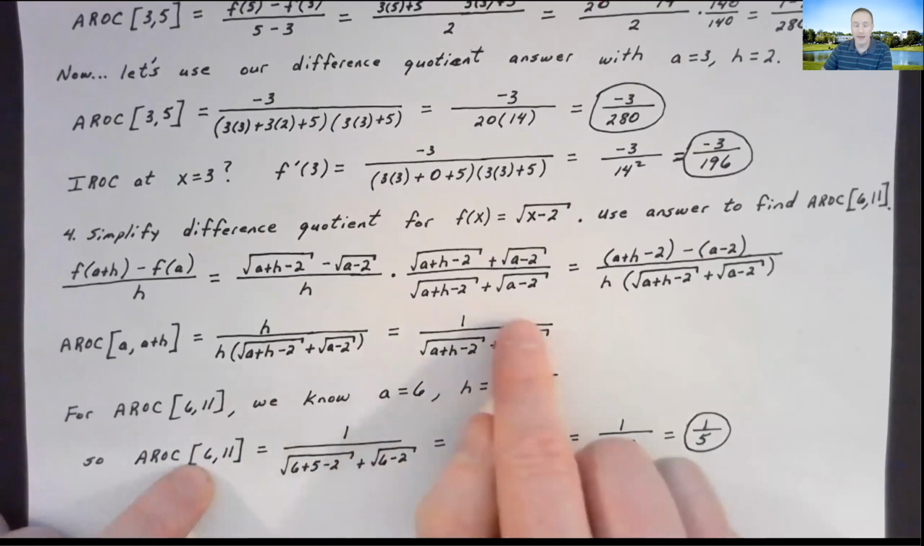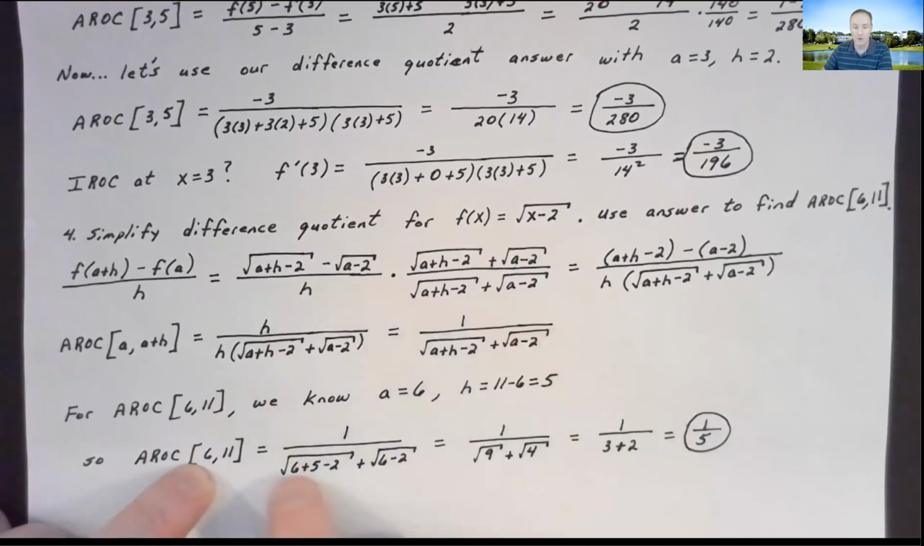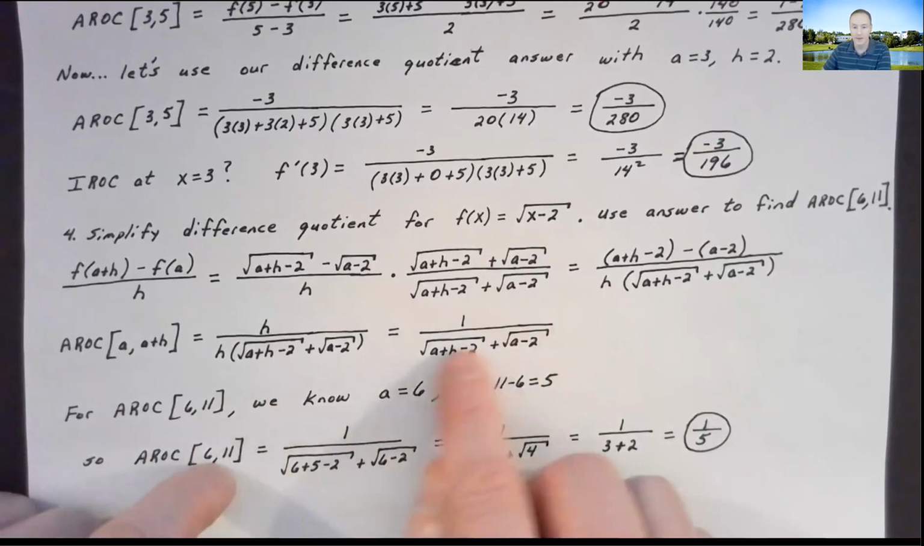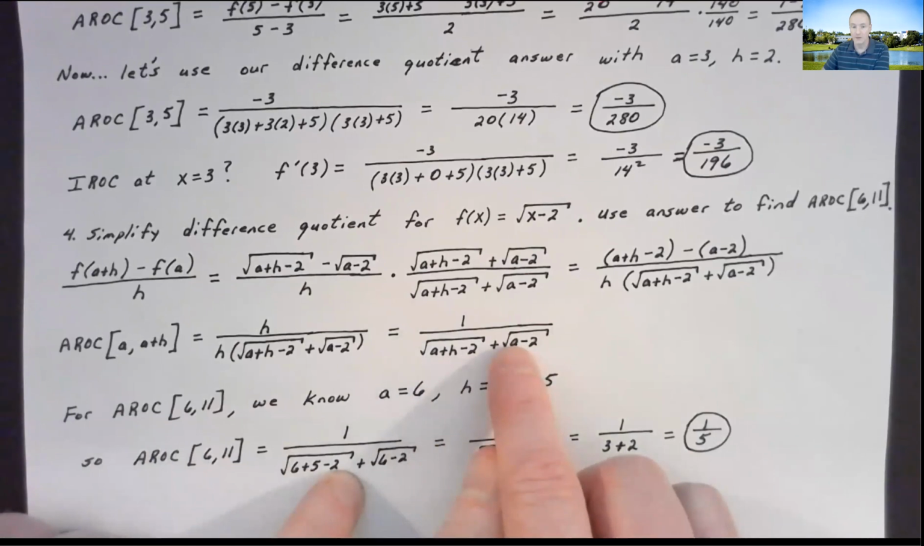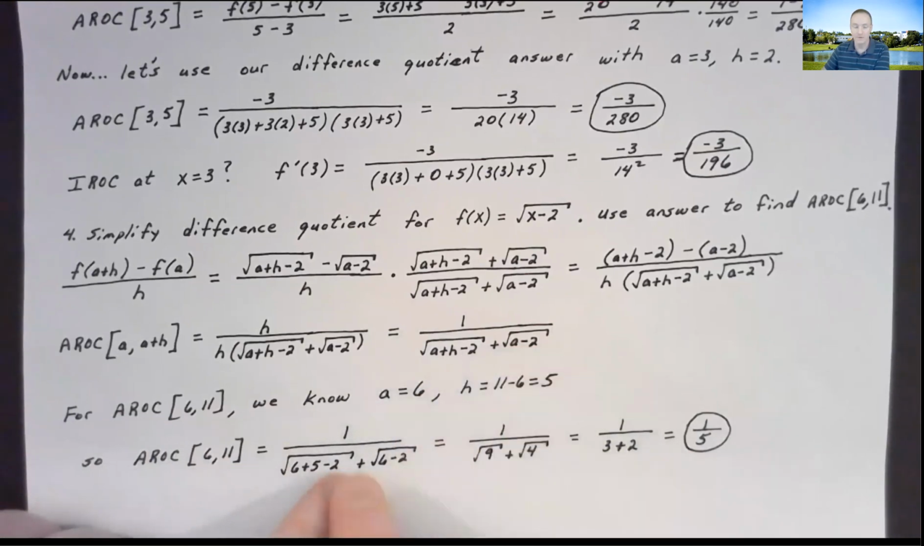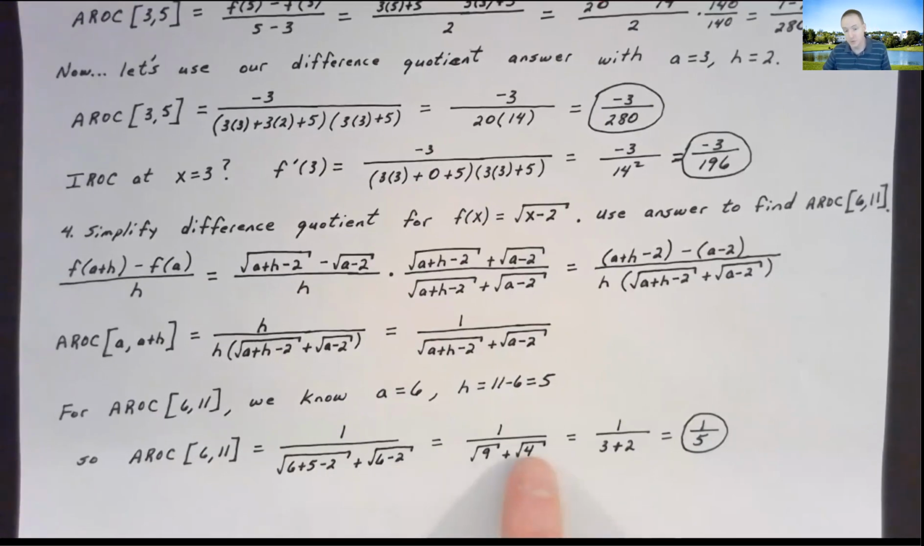Now, let's plug that into this function. It's going to be 1 over the square root of a is 6, h is 5, I get 6 plus 5 minus 2. And then over here, you'll have a is 6 minus 2. So you've got the square root of 11 minus 2, which is the square root of 9, and the square root of 6 minus 2, square root of 4. That's easy to simplify. That's just going to be 1 over 3 plus 2, or 1/5.